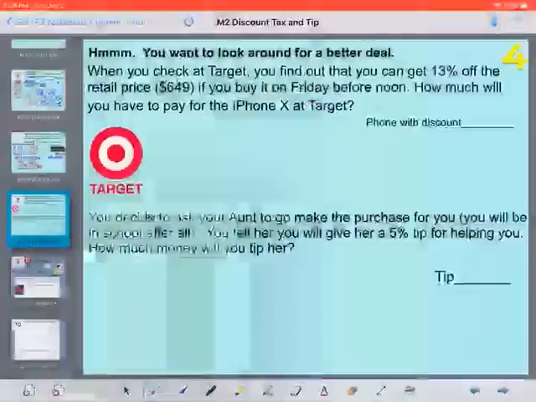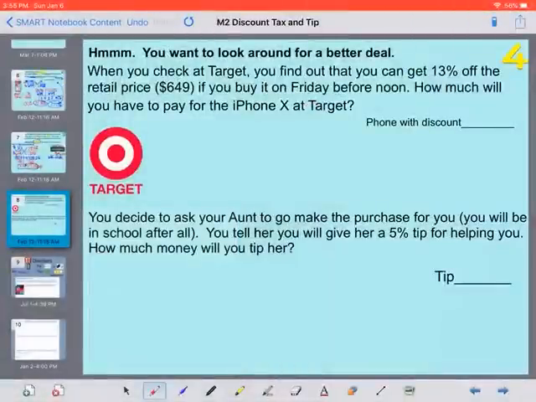All right, last couple questions. It says, you want to look around for a better deal. That wasn't the greatest deal, right? You had to pay a little bit more money. So when you check at Target, you can find out that you can get 13% off the retail price, the part that you have to pay, if you buy it on this coming Friday before noon. They have a sale going on. How much will you have to pay for the iPhone X at Target?